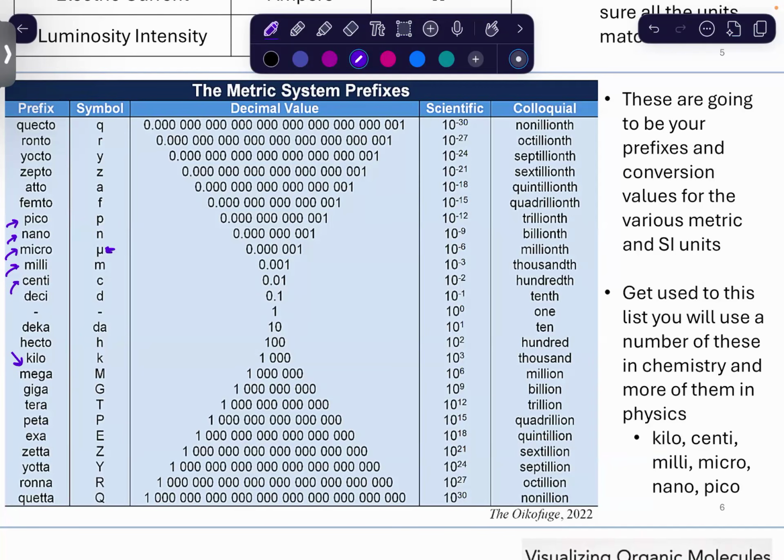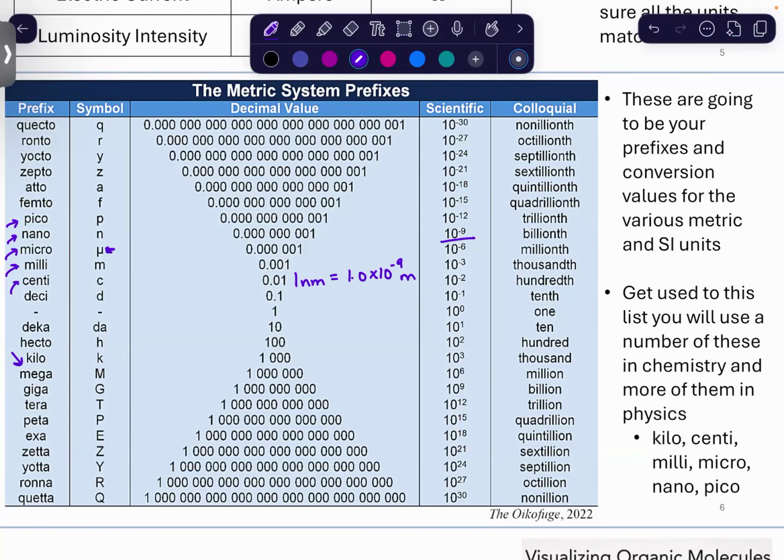Pico, and you want to know that nano is 10 to the negative ninth. So a nanometer is 10 to the negative ninth meters. So 1 nanometer is 1.0 times 10 to the negative ninth meters. You can write it that way. Some of you in high school maybe learned it the other way.